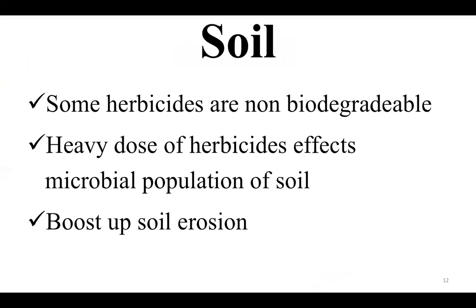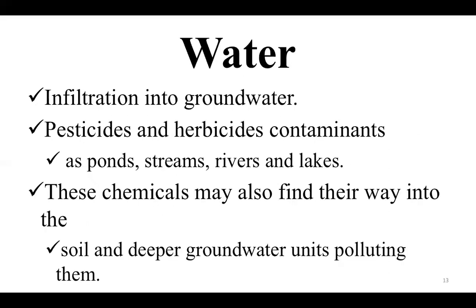The soil, water, and temperature are all abiotic factors of our environment or ecosystem. So the first category is the soil. Some herbicides are considered non-biodegradable, and they are also harmful for a longer period of time. Heavy doses of herbicides affect the microbial population of the soil, with herbicides targeting amino acid synthesis in both the plants and the microbes. There is a possibility that nitrogen fixation is inhibited by the application of certain herbicides.